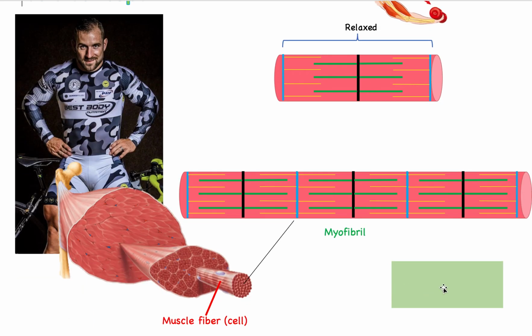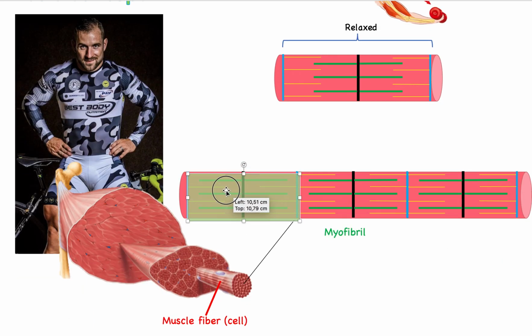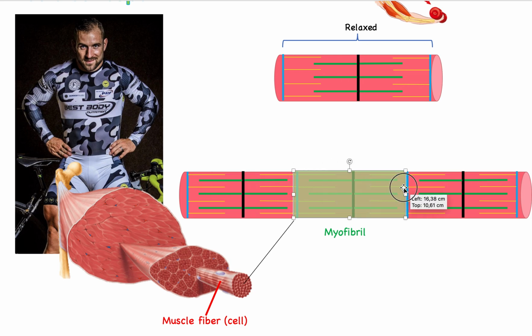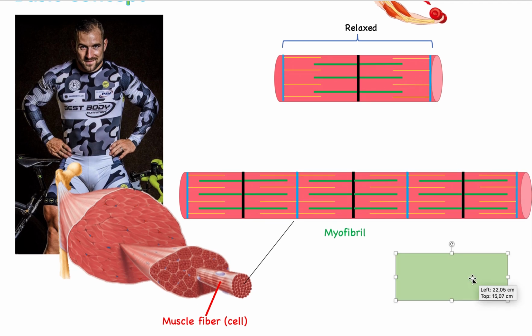So basically, you can see that this myofibril is made up of repeating units. It's basically like a pattern. You can see this is one, this is one, this is one. And we'll get into the names of these things later. Right now, I just want you to get the basic concept. So it's made up of these units.